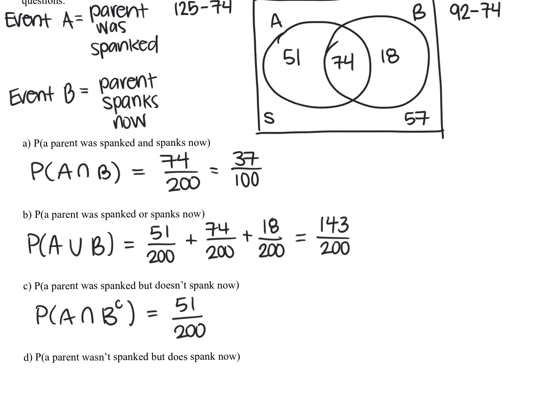And then for D, we have the probability a parent wasn't spanked but does spank now. So that's the probability of not A and B. We didn't do this on the previous page, but it works very similar to C. So I just want the people that are in circle B without any overlap from A, which is 18 over 200, which does simplify to 9 over 100.